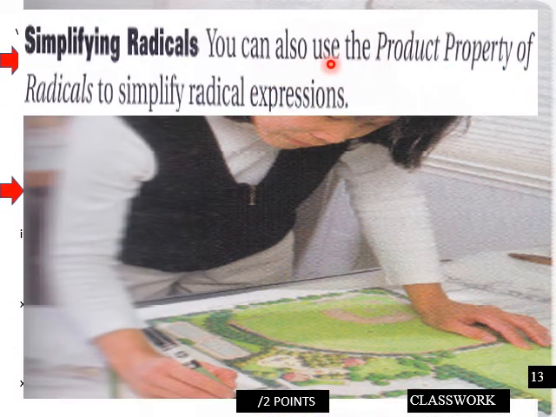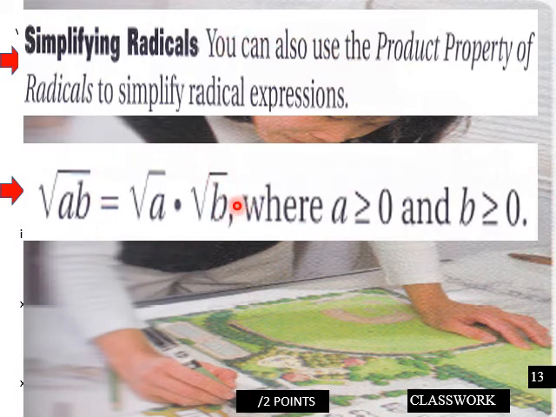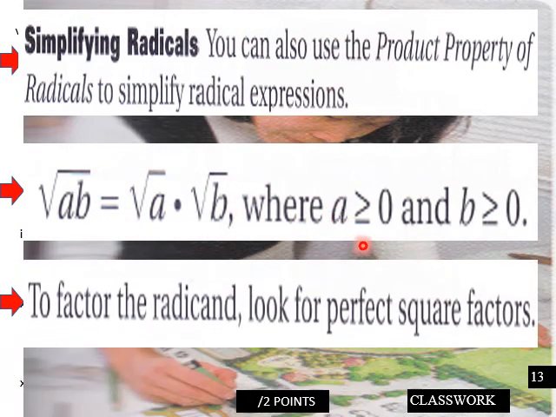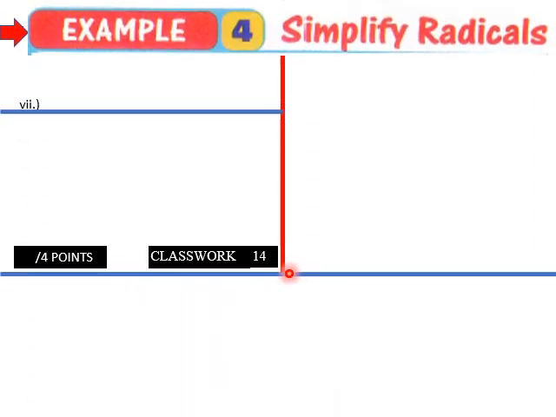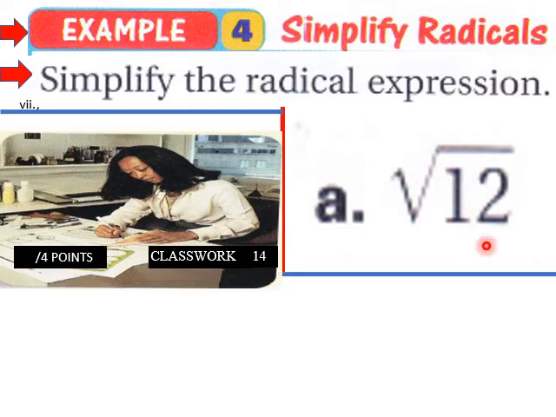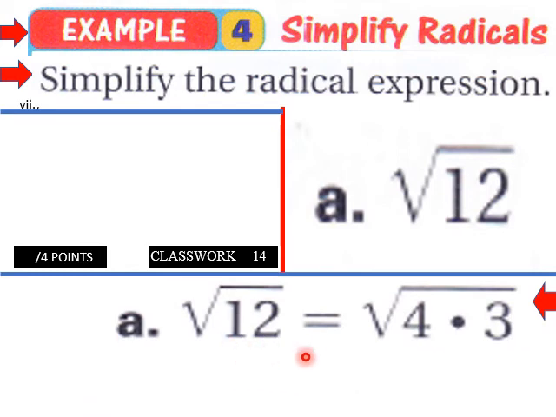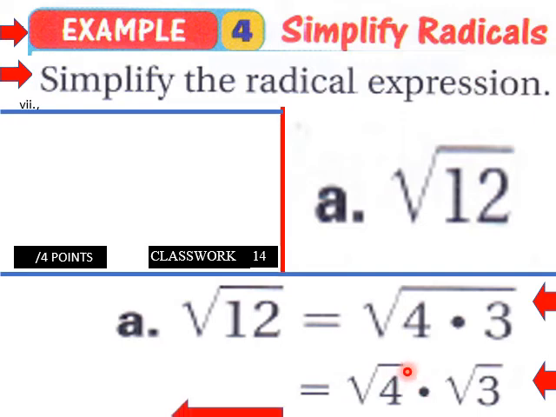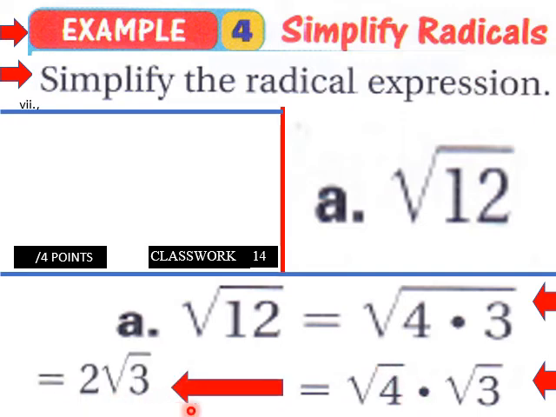Simplifying radicals using the product property of radicals. Simplify radical expressions. Here we go with this one here. To factor the radicand, use perfect square factors. So we're going to do that here. Simplify the radical expression. What perfect square radical would be a factor of 12? Well, radical 4 times radical 3. So we can pull this out here. And what's radical 4? It will be 2 times radical 3. That'd be the way that you would simplify this radical, is to pull out a perfect square from the original radical here.